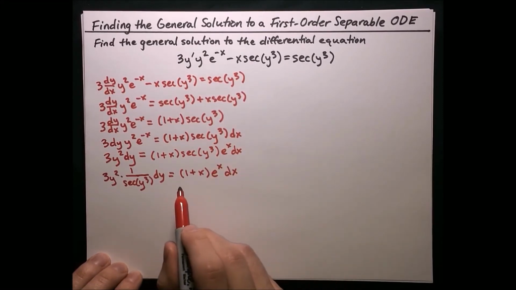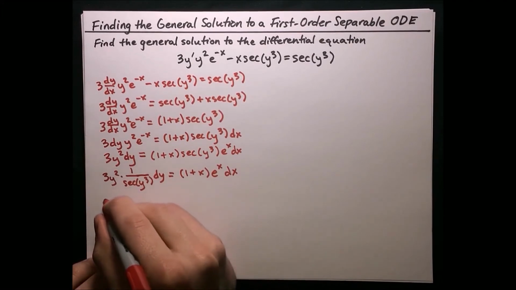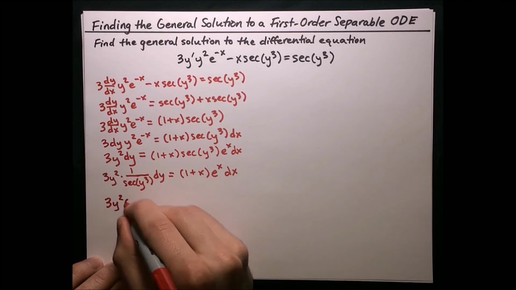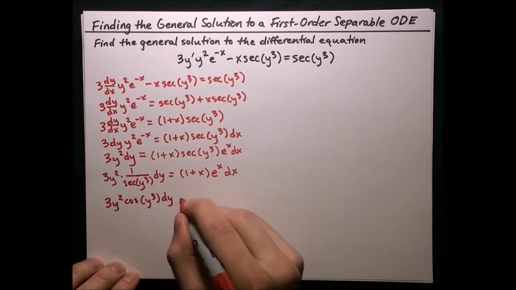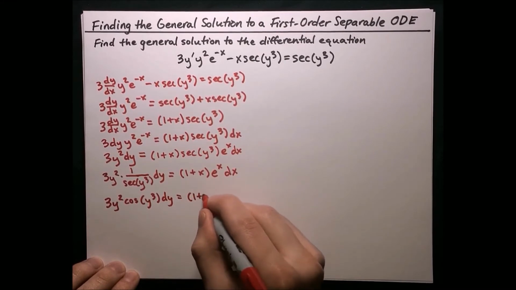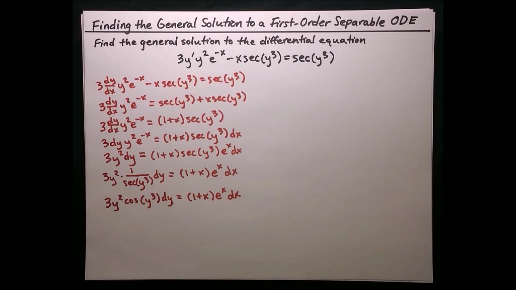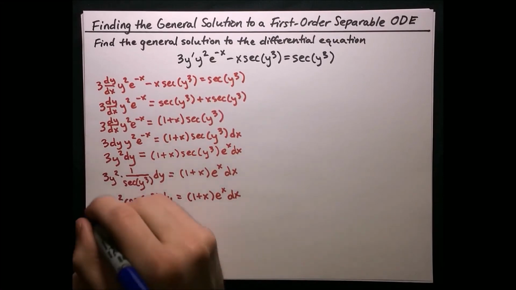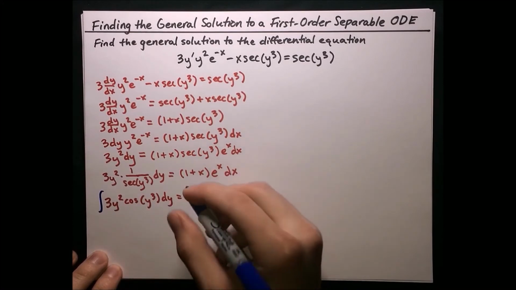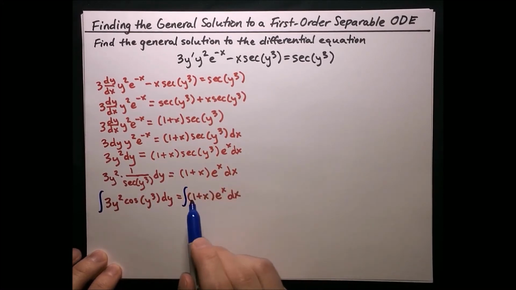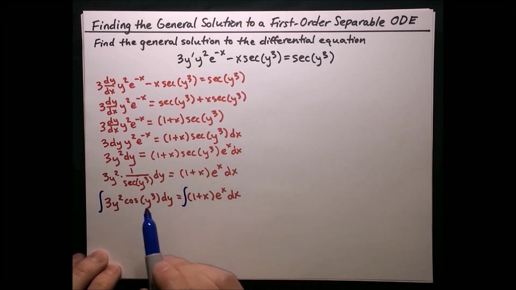And we can simplify this a bit. 1 over secant is just cosine. So this is really just 3y squared cosine of y cubed dy equals 1 plus x e to the x dx. So now we're good to go ahead and integrate both sides. We've got an integral of a function of y with respect to y and an integral of a function of x with respect to x. And we can go ahead and proceed with our integration.